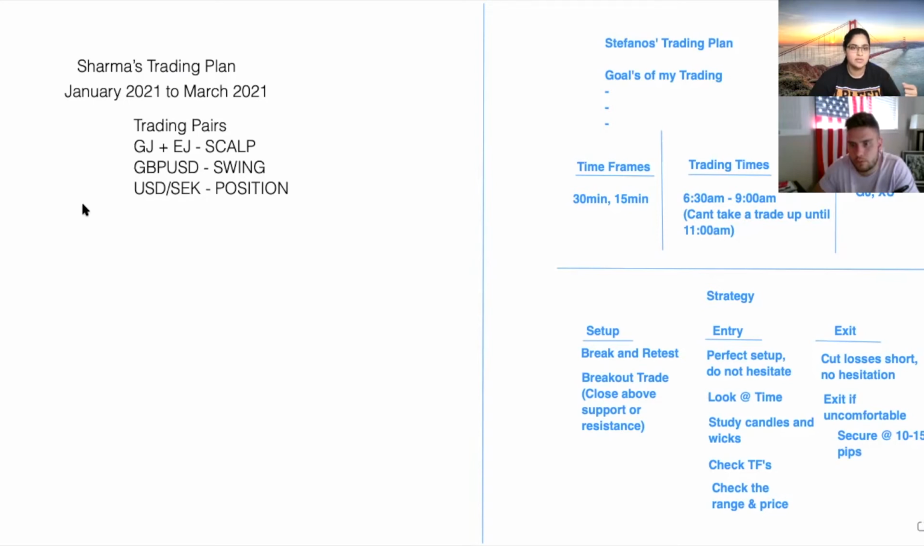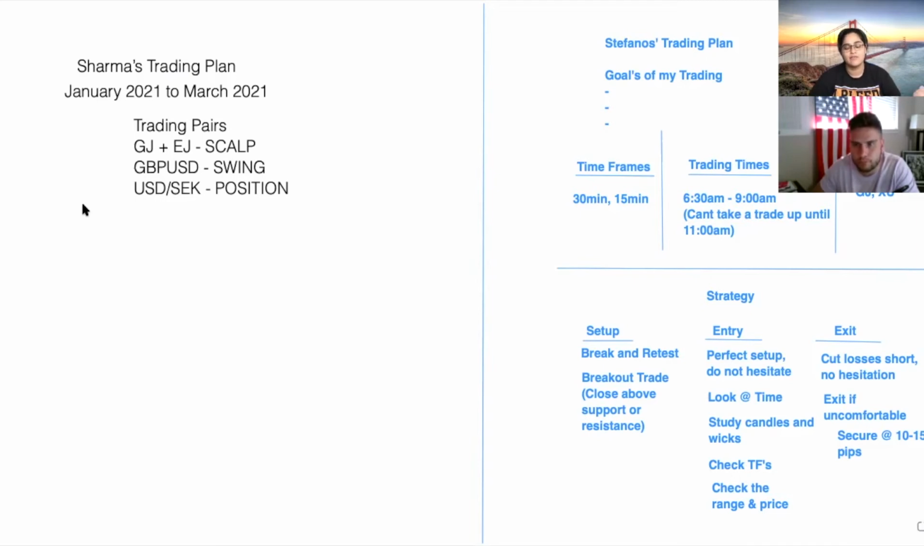And then GBP USD was one of the main ones where I was swing trading. I was looking for those opportunities. But GJ and EJ, again, it's only pick one. If there's a 100 pip move on both of them, pick whichever one that you're more comfortable with.